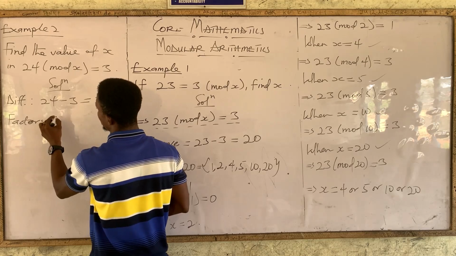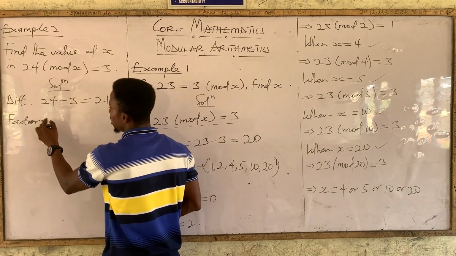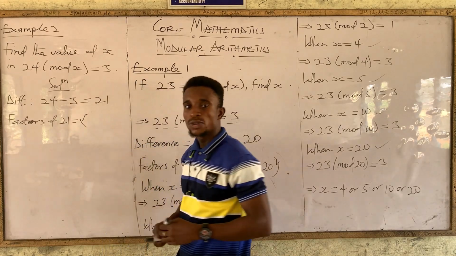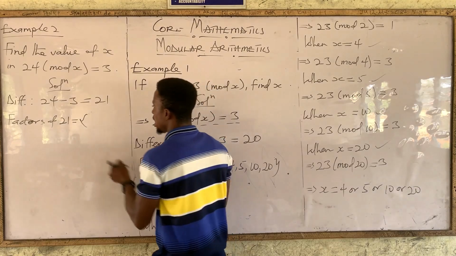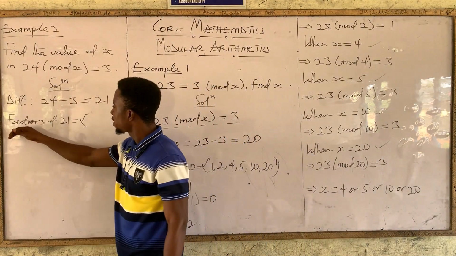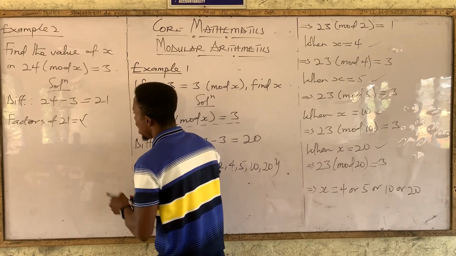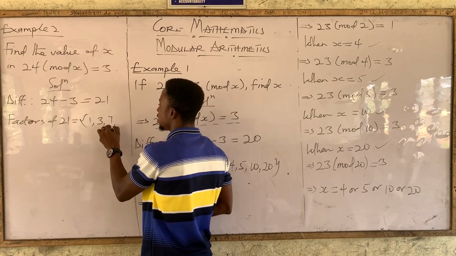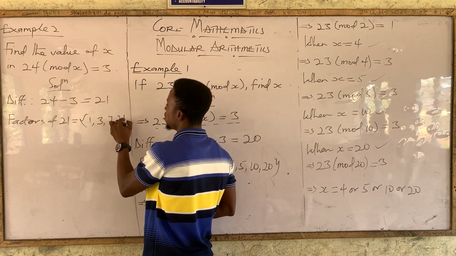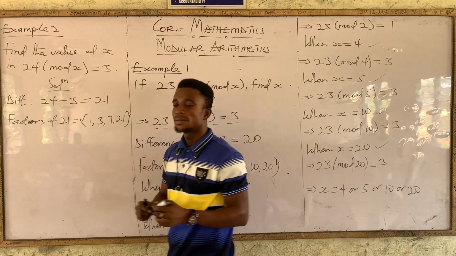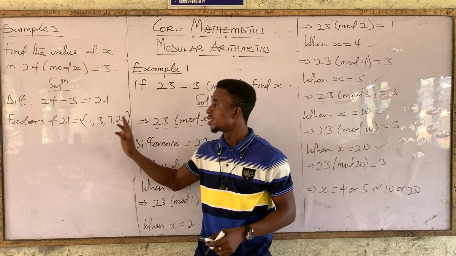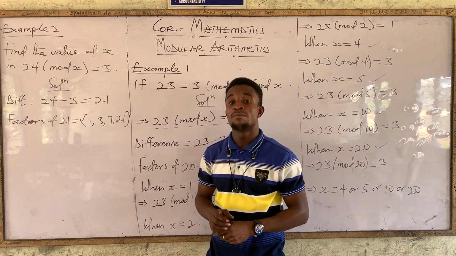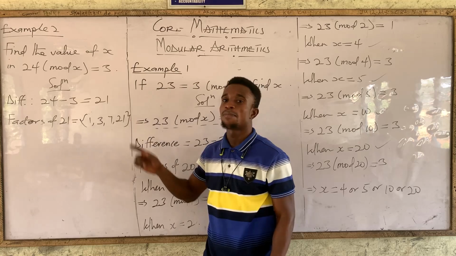So let me write it: factors of 21. That is getting us 1, 3, 7, and lastly 21. So these are the factors of 21. Please, and please again, if you are writing the factors and you omit some, maybe the one you are omitting is part of the values.